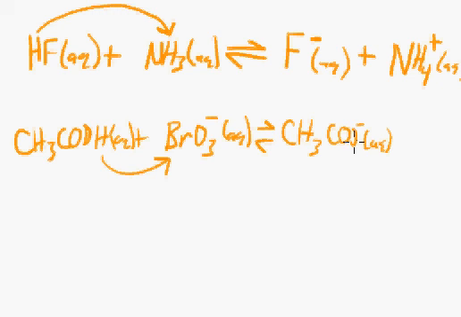And what's going to become of the BrO3 negative when it gains a H positive? Well, the H positive is going to attach itself to the BrO3. So HBrO3. And it's going to be neutral when this happens, because the H was positive and the BrO3 was negative. So that is our final product, the negative acetate ion and the neutral hydrogen bromate, which is bromic acid.